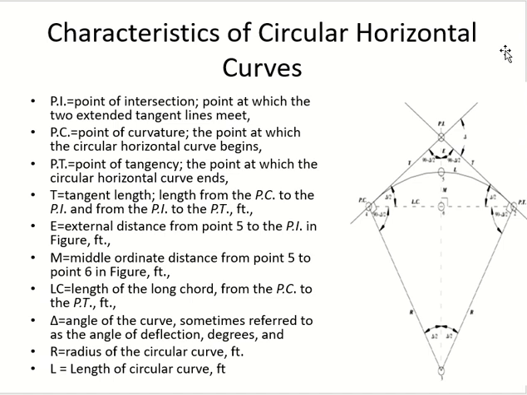The total angle, as I already mentioned, should be delta. The angle between the tangent and the chord is delta by 2. Okay, the angle between the tangent and the chord is delta by 2. What else?